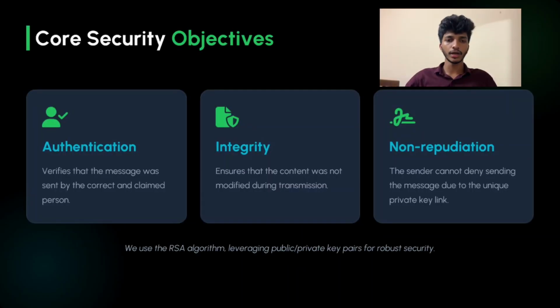In any secure communication system, three important objectives must be achieved. The first is authentication, which ensures that the message is sent by the sender and not by any attacker. The second is integrity, which ensures that the message has not been modified during transmission. Even a small change should be detectable. The third is non-repudiation, which means the sender cannot deny sending the message later, since the signature is uniquely tied to their private key. In our implementation, we use the RSA algorithm to achieve all these three objectives using public and private key cryptography.